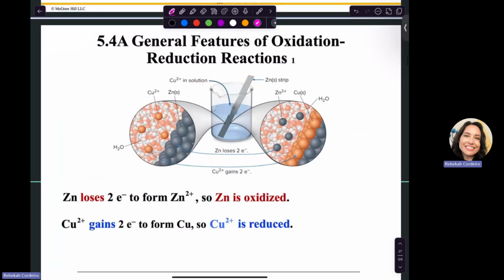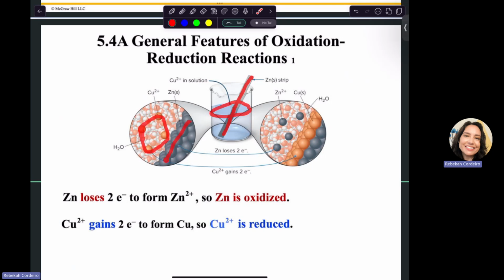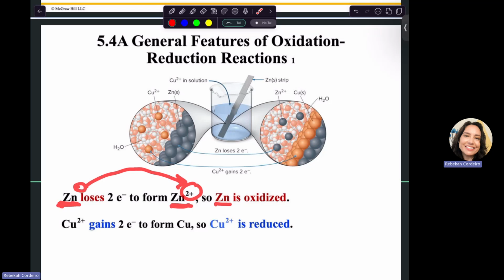So for example, we could have a zinc strip in a solution of copper ions. So we have copper ions and we have zinc metal. The zinc metal is neutral. The copper ions have a 2+ charge. What happens is that we're going to have a single replacement reaction. The copper ions are going to turn into copper solid, and the zinc metal, zinc solid, is going to turn into zinc ions. So zinc is going from zinc with no charge to zinc 2+. So we got more positive.